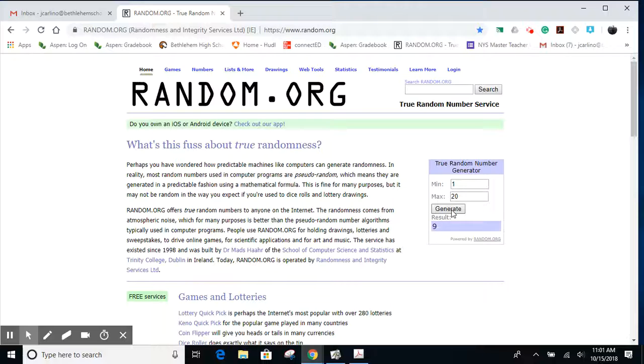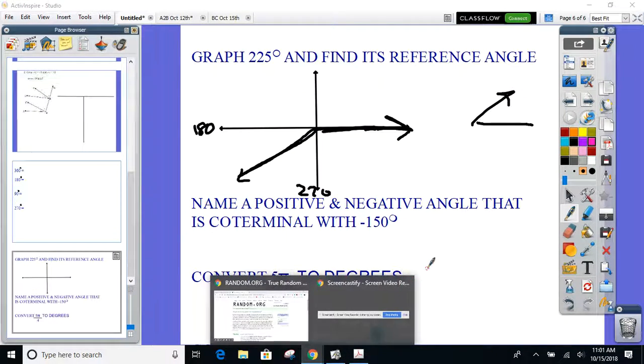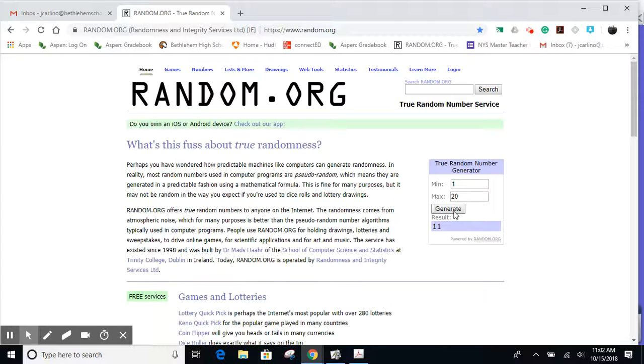All right, what's one thing it's missing? What's it missing?